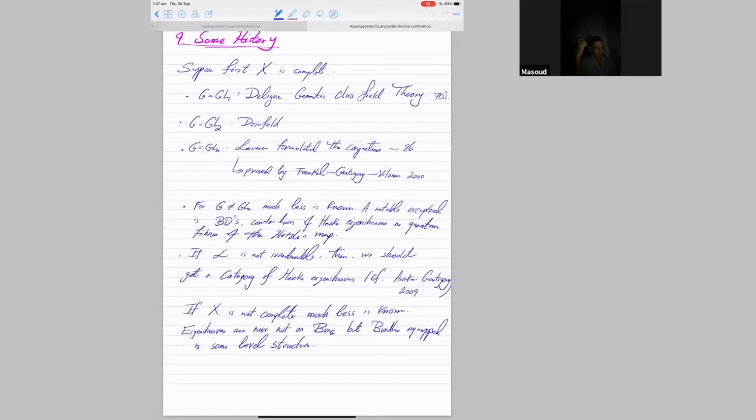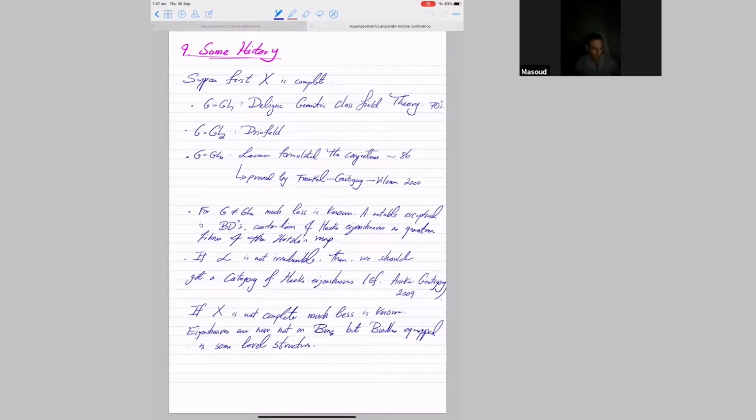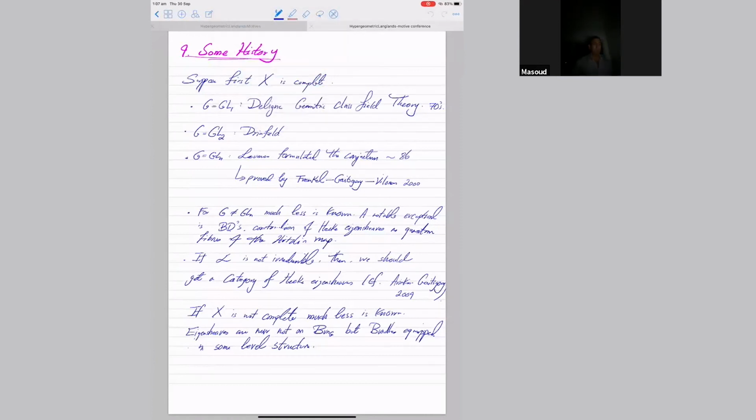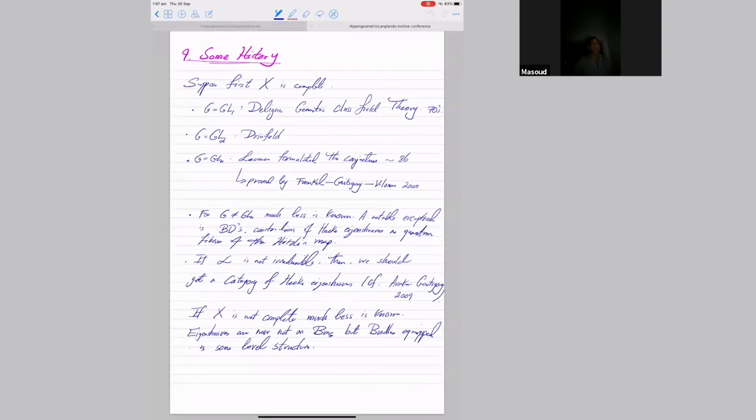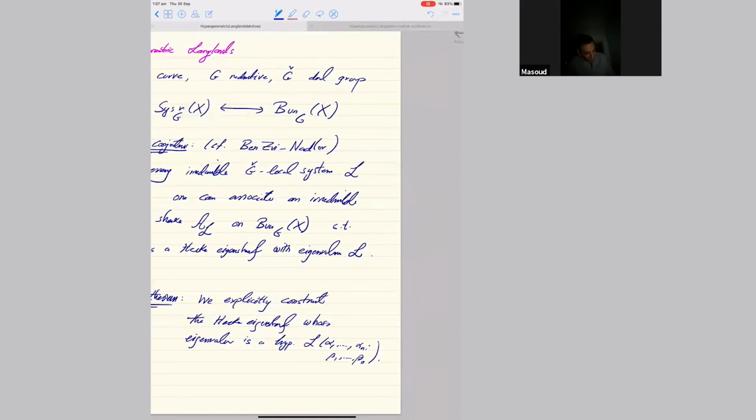Okay. And if X is not complete, which is our situation, because remember, our local system is on P1 minus 3 points, then much less is known about Hecke eigensheaves. So this is the case that we're treating, and you see we're working on P1 minus 3 points. But yes, in this case, much less is known. There are more details about what is known in our paper with Lingfei. Let me move on and tell you how to construct this Hecke eigensheaf. And the how has to do with rigidity.